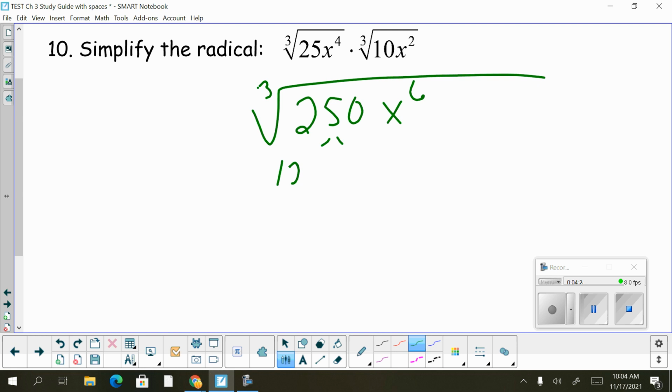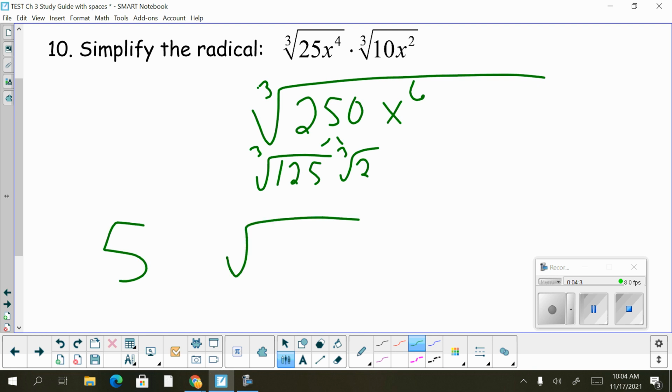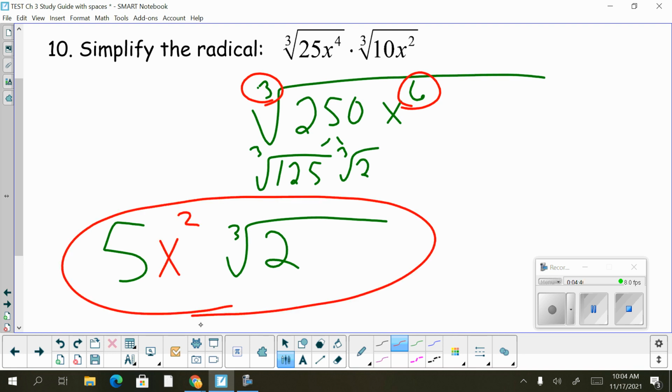I can refer to my cube root list on the board. 125 is the one catching my eye. So the cube root of 125 is 5. It can come out front. The 2 can stay in the jail. And then I can just do this 6 divided by 3 and get 2 remainder 0. So that's my answer. Looks like Christmas right there.